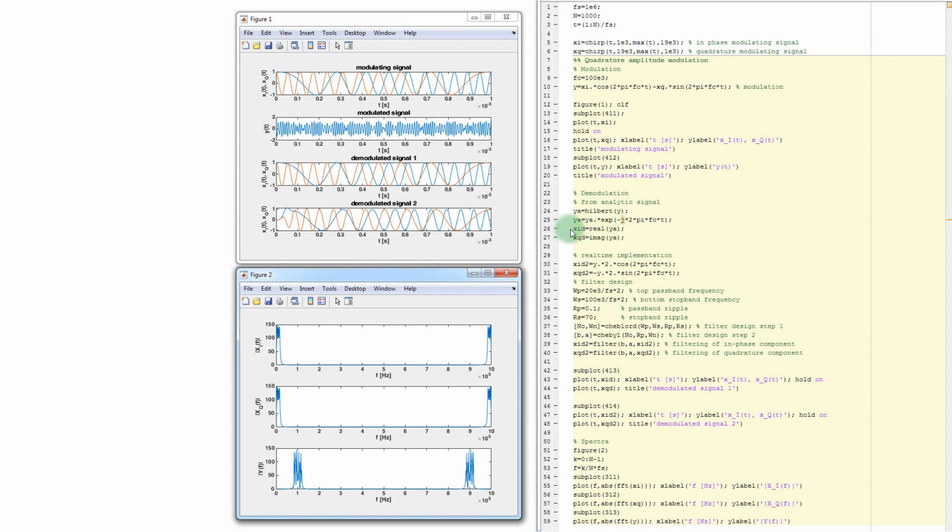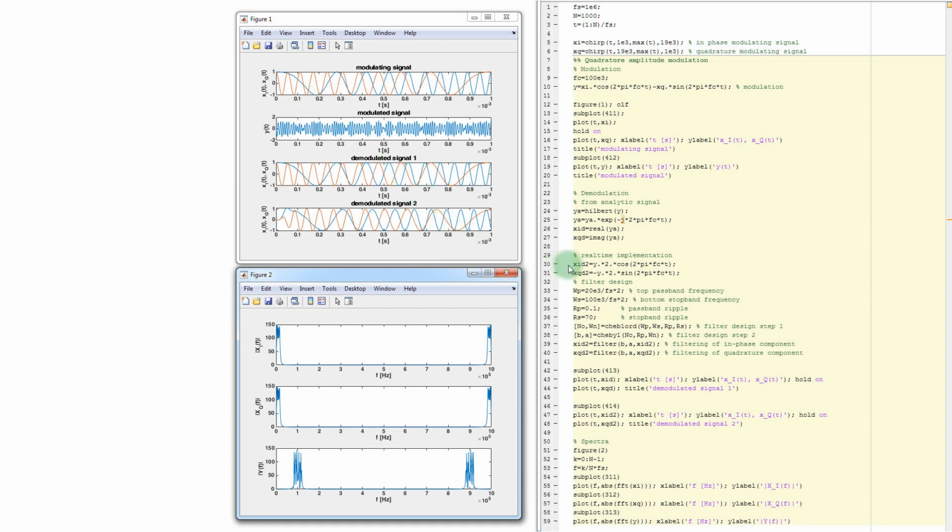Next, to get the demodulated in-phase component, you just take the real part of your frequency shifted analytic signal. And to get your demodulated quadrature component, you just take the imaginary part of your frequency-shifted analytic signal. These two demodulated components are plotted with these two commands, and the results are shown here. You can see that the demodulated in-phase component nicely corresponds to the original in-phase component, and the demodulated quadrature component also nicely corresponds to the original quadrature component.